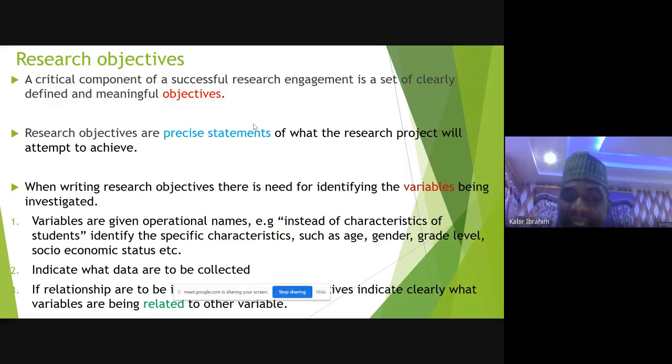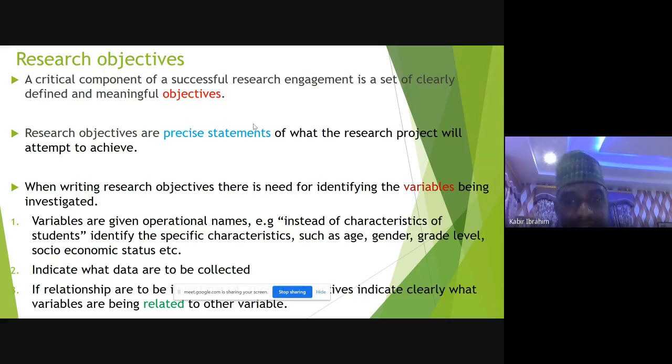Two, indicate what data is to be collected. Writing objectives helps in finding out what type of data are to be used. For example, in correlational studies, maybe you will say to compare, to show the relationship of this and that. Whenever you see that, you know it is a correlational study, and you know the type of data that you're supposed to collect, and also the statistical analysis that you're supposed to use for the research.